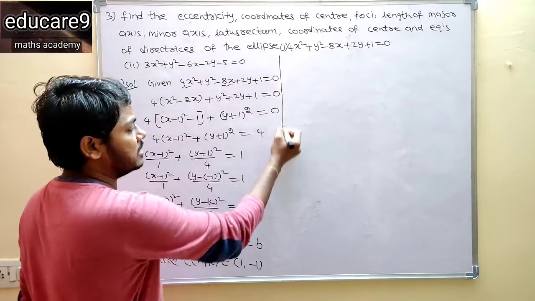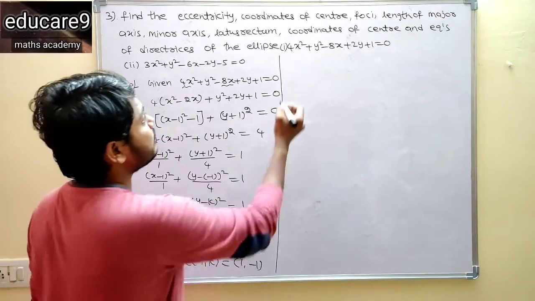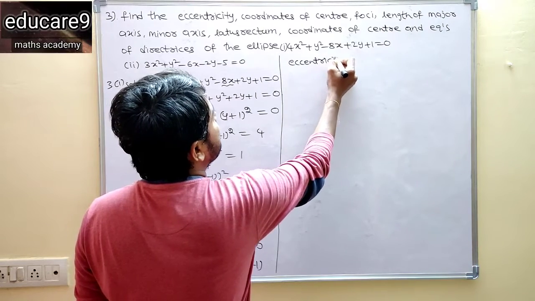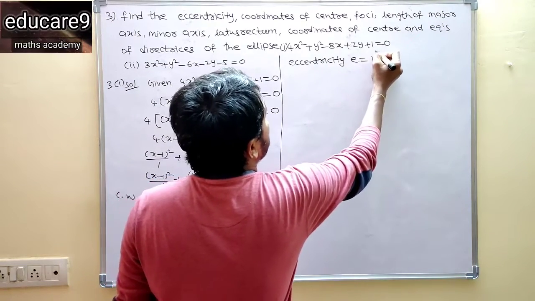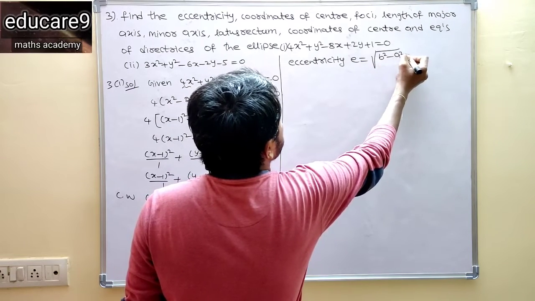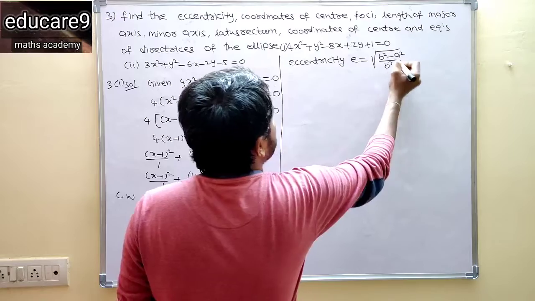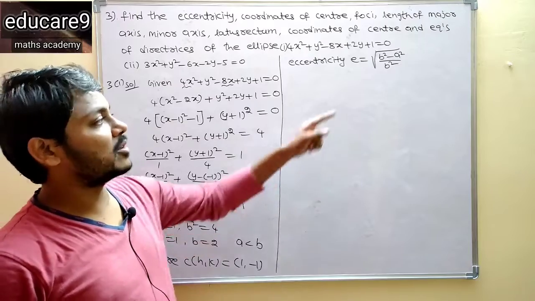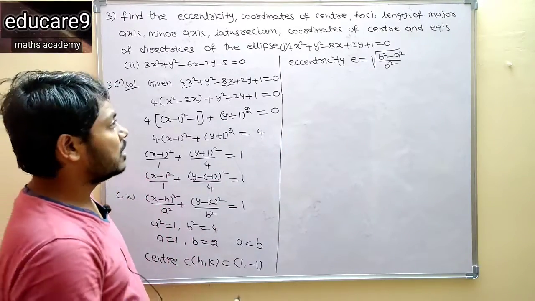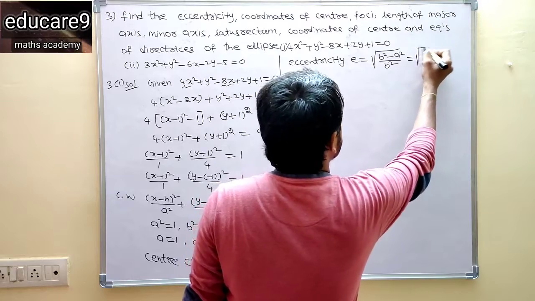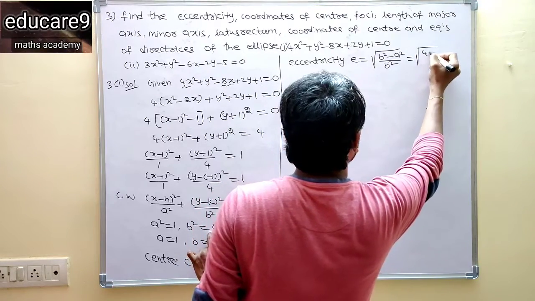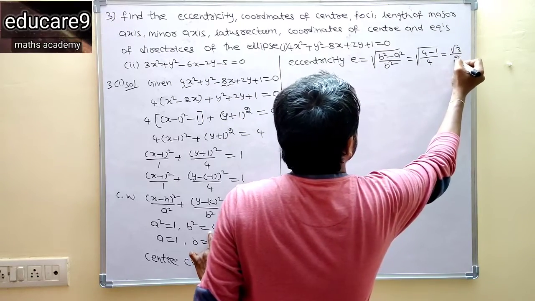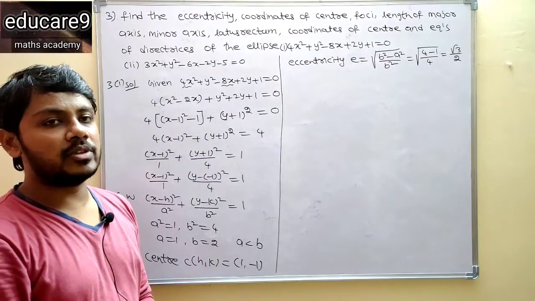Next, to find the eccentricity, e is equal to the square root of (b square minus a square) by b square, because here a is less than b. Now substitute the values of a square and b square here. You will get the square root of (4 minus 1) by 4, that is root 3 by 2. That is the eccentricity of the ellipse.